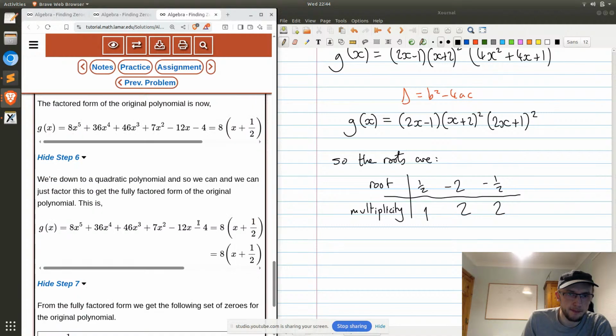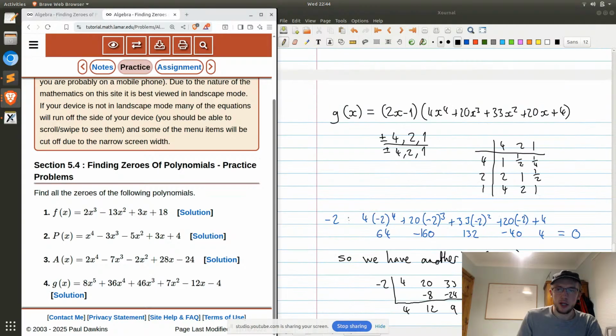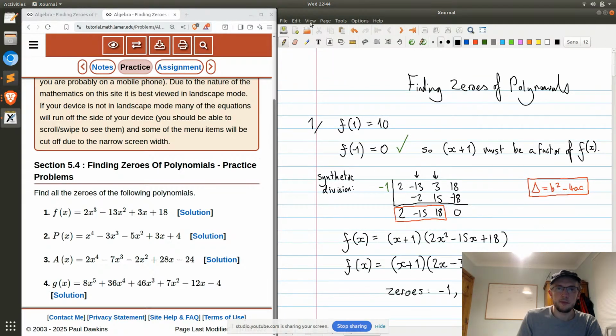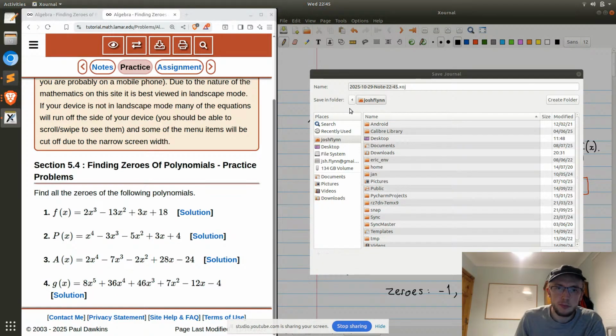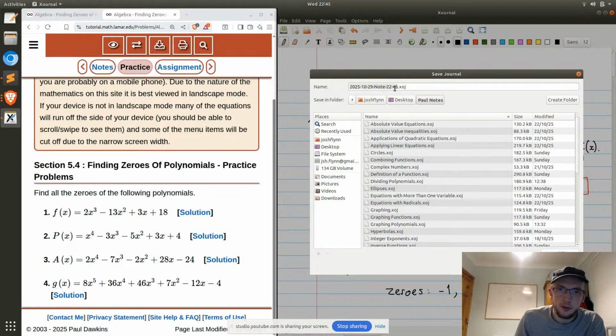That's awesome. This problem was very long and messy. Good. They agree with me. But I'm very happy. So I'm going to save it to my notes folder.